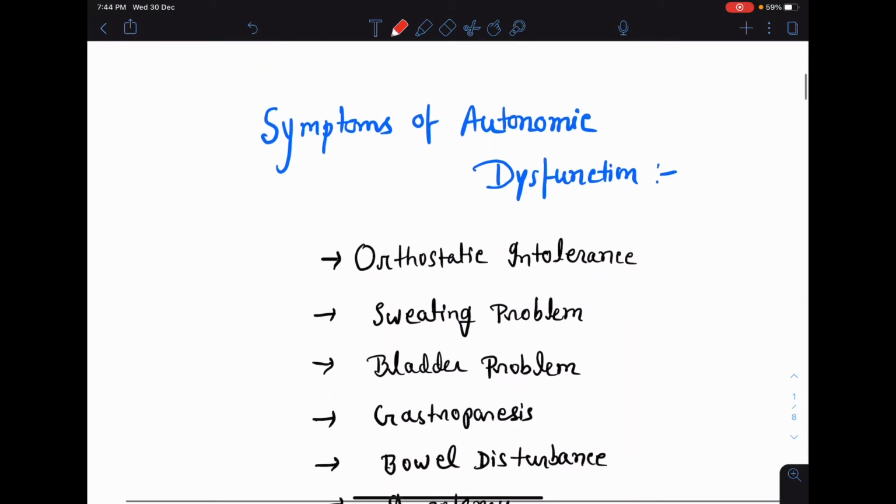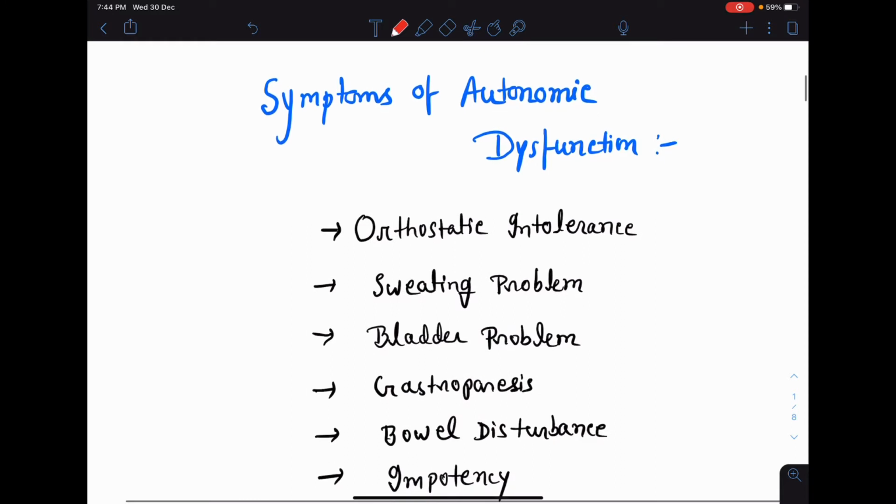Now, what can be the symptoms of autonomic dysfunction? The patient may present with orthostatic intolerance. That means on standing, the patient will develop nausea, lightheadedness, giddiness, or pre-syncope. The patient may present with a sweating problem. It may be increased sweating, that is hyperhidrosis, or reduced sweating, that is hypohidrosis.